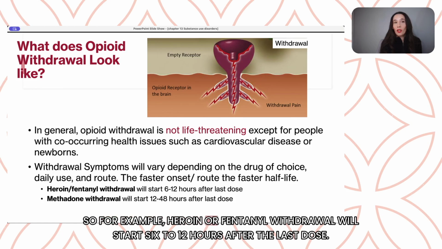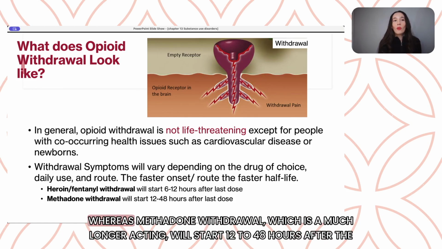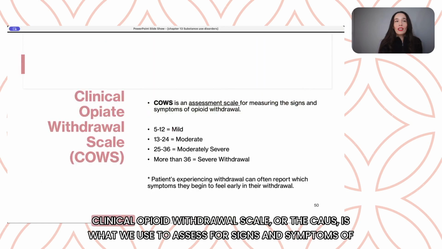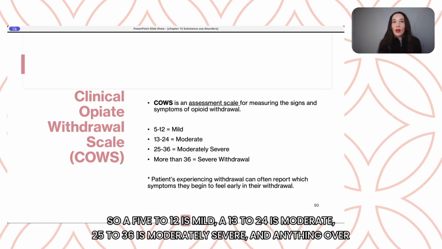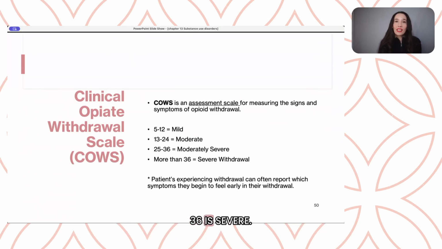So for example, heroin or fentanyl withdrawal will start 6 to 12 hours after the last dose, whereas methadone withdrawal, which is much longer acting, will start 12 to 48 hours after the last dose. The Clinical Opioid Withdrawal Scale, or the COWS, is what we use to assess for signs and symptoms of opioid withdrawal. A 5 to 12 is mild, a 13 to 24 is moderate, 25 to 36 is moderately severe, and anything over 36 is severe.